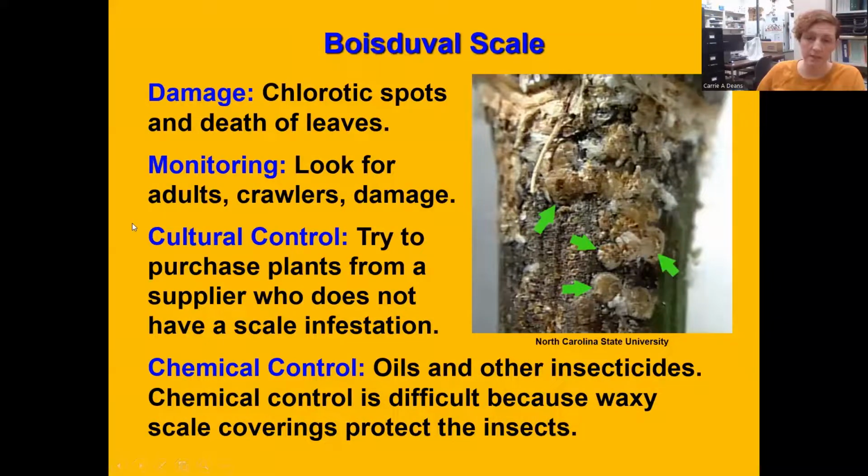For this particular species, prevention is really going to be the best option because, as we talked about, you can't really use systemic insecticides on armored scales because they'll never actually come in contact with them. So if you can just make sure to buy plants from a supplier that doesn't have scale infestation, that would be best. Otherwise, as we mentioned, again, you can try and use oils, other insecticides that you can try to apply to the scales, but this can often be difficult to get through their waxy coating.